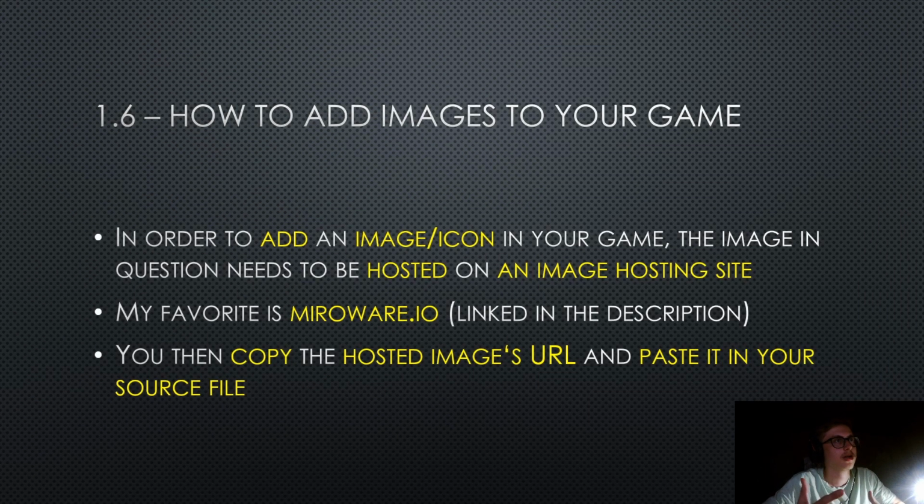Alright, before we actually implement our settings section, let's learn how to add images in your game, because this is pretty important. In order to add an image or an icon in your game, the image in question needs to be hosted on an image hosting site. One of my favorite image hosting sites is myroware.io. I have linked it in the description. You'll just need to log in, and after that it's actually pretty simple to use. I will also show you in just a second. You then copy the hosted image's URL and paste it in your source file. So really that's it. We can move on to finding a background picture that we like, hosting it on myroware.io, and then pasting the URL into our settings section.